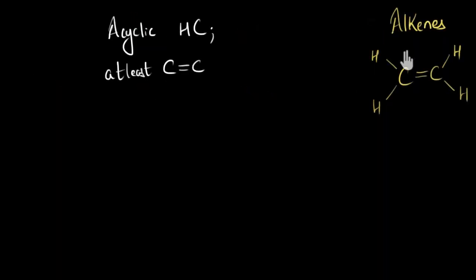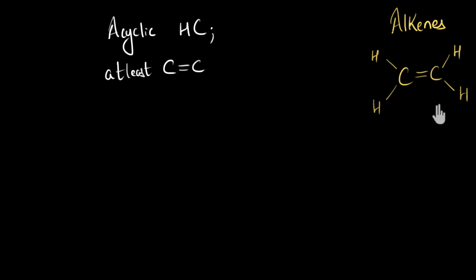So alkenes also are acyclic hydrocarbons, meaning the carbon atoms are not arranged in a circular pattern. And they have at least one pair of carbon atoms with a double bond between them. There can be more, but at least one pair of carbon atoms. And this is an example of an alkene.